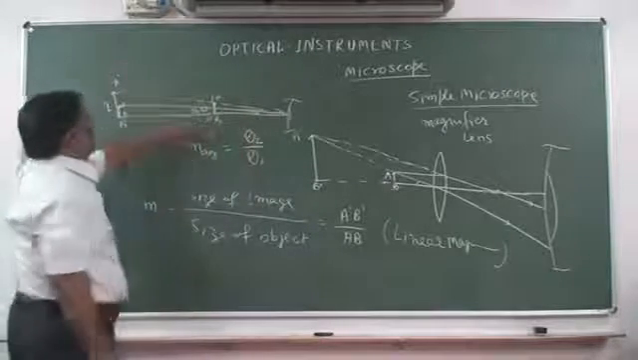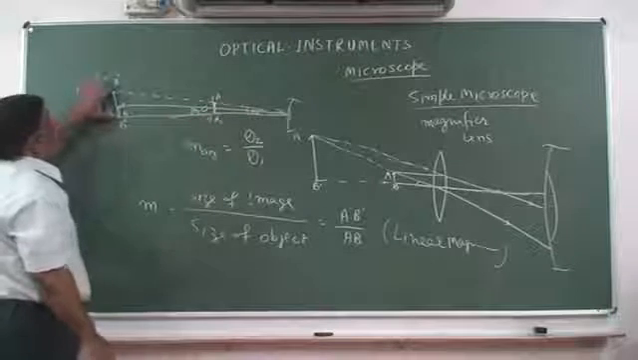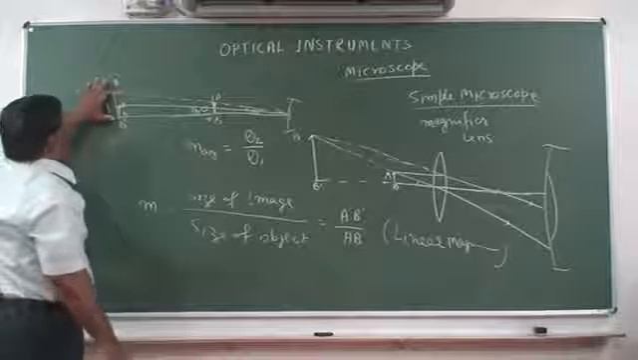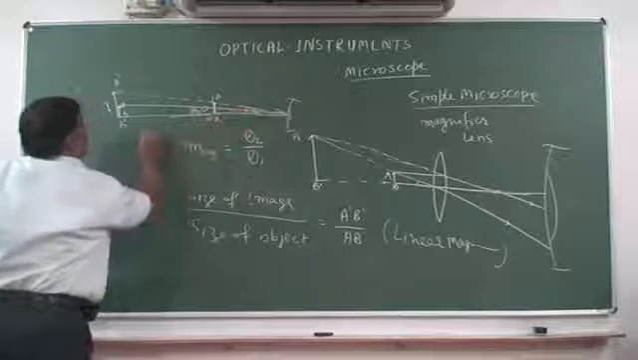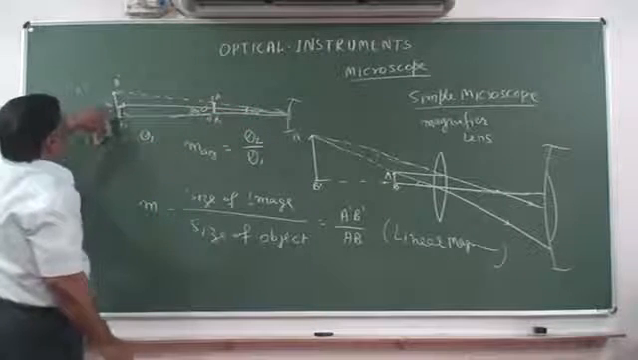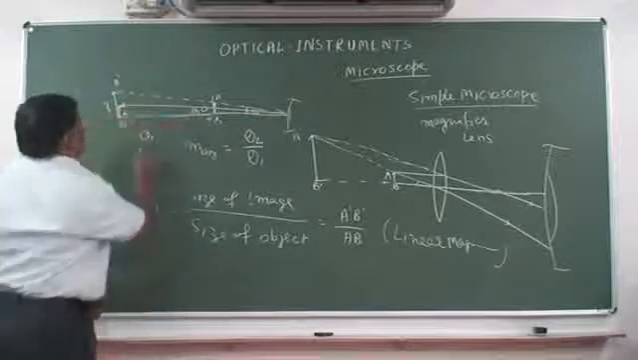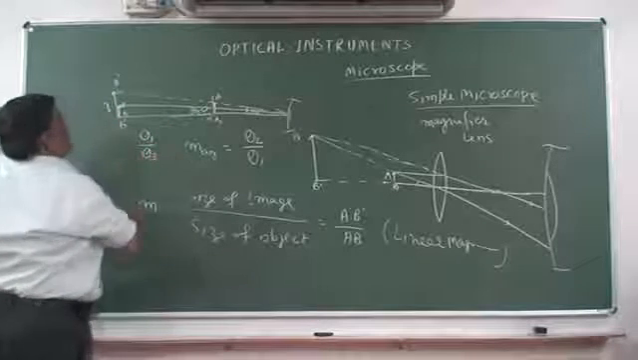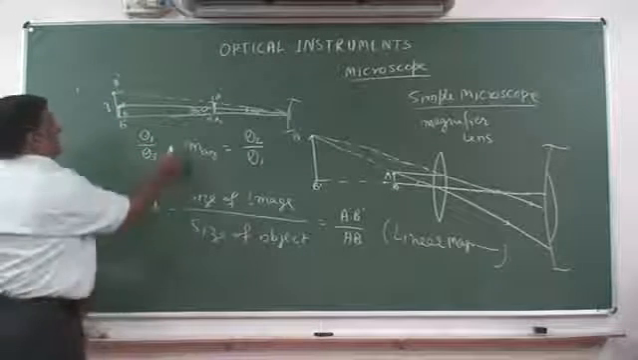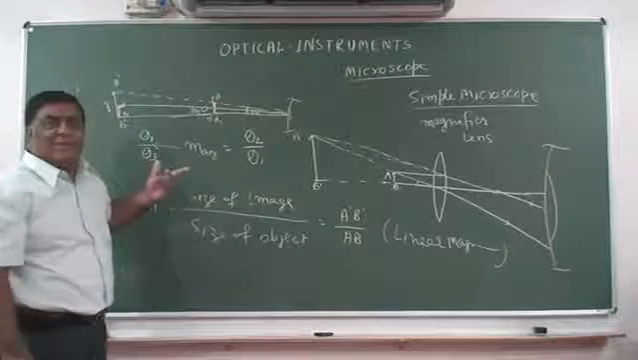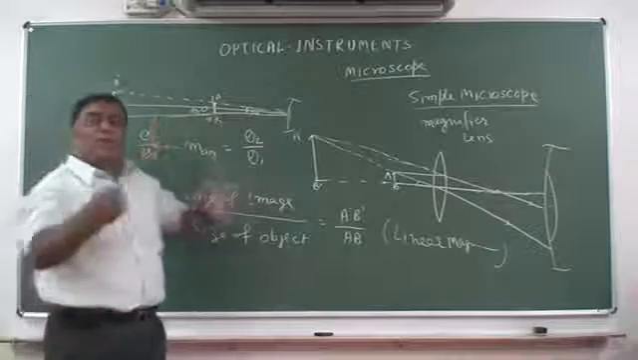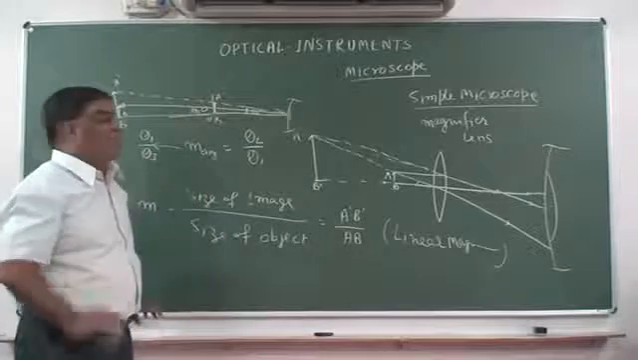We are drawing the object here. Now the angle made by image is how much? Theta 1, the large one. Then angle made by the object, this is theta 3. So theta 1 upon theta 3 is angular magnification in this case. But in both the cases you will observe it is same.